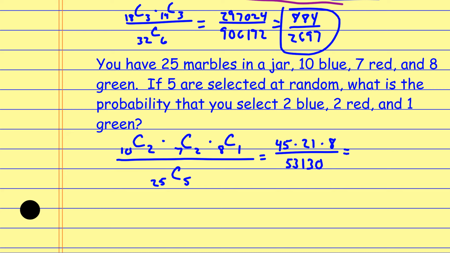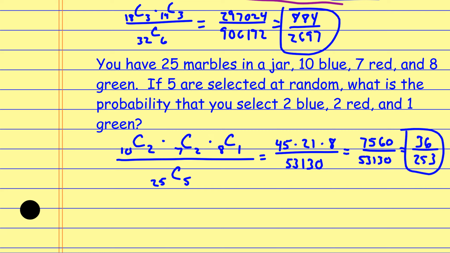And now I just have to finish working this thing out. I can multiply the numerator, and then I'll reduce the fraction. So it looks like I've got 7560 over the 53,130. And now I reduce that fraction. Use your calculator a bit, or you can reduce it by hand. You end up with 36 over 253.